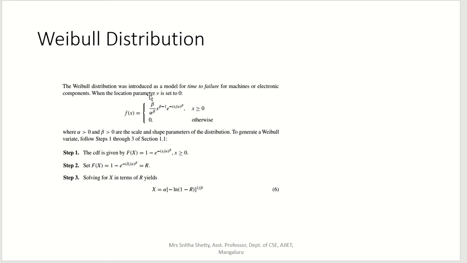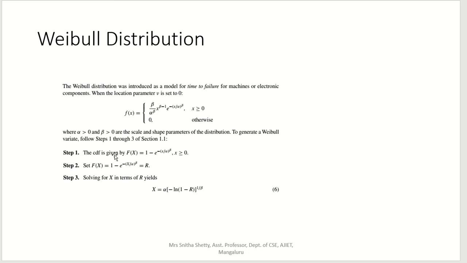The Weibull distribution is introduced as a model for the time to failure of machines or electronic components. Here, alpha must be greater than 0 and beta must be greater than 0. Alpha is known as the scale parameter and beta is known as the shape parameter.